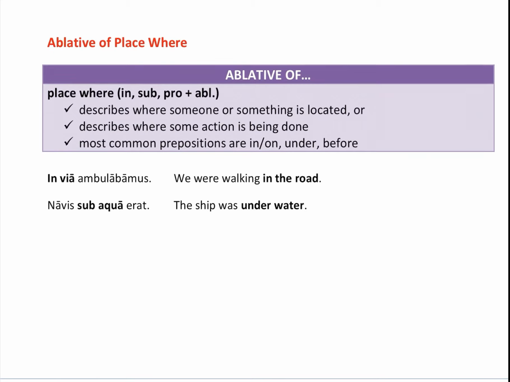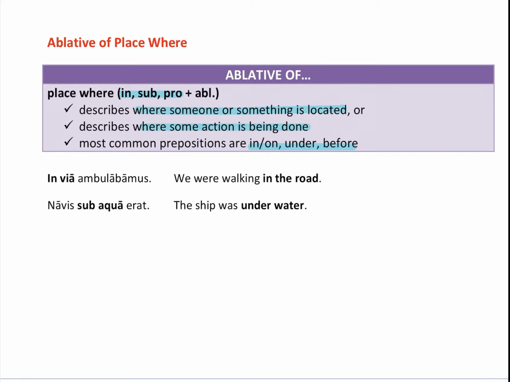Ablative of place where. So another new ablative use is ablative of place where. The ablative of place where describes where something or someone is located, or describes where some action is being done. Most commonly, you'll see it with in, sub, or pro. You can see it with other ones, but I want to make sure that you knew which prepositions are most common. And in English, they translate to in or on, under, or before. Remember, it can't be up to because it's ablative. It can't be into or onto in because it's ablative, okay?